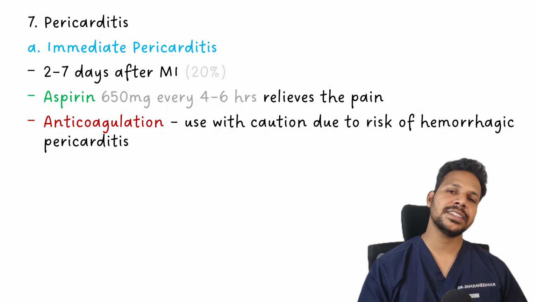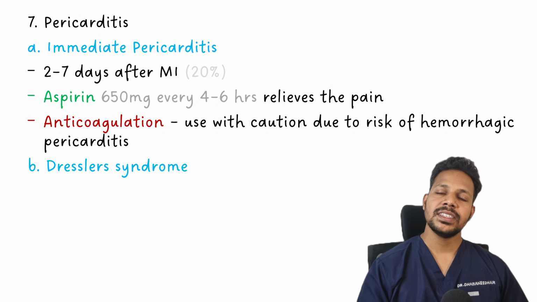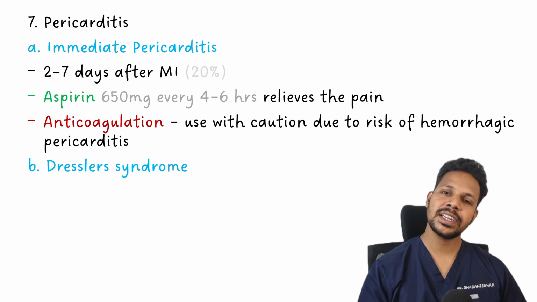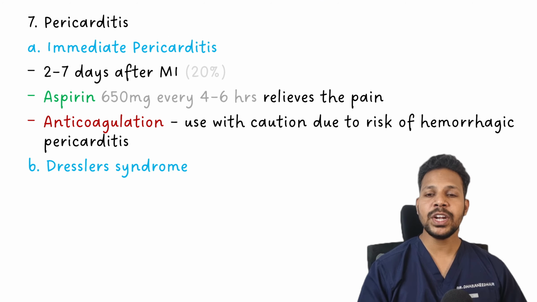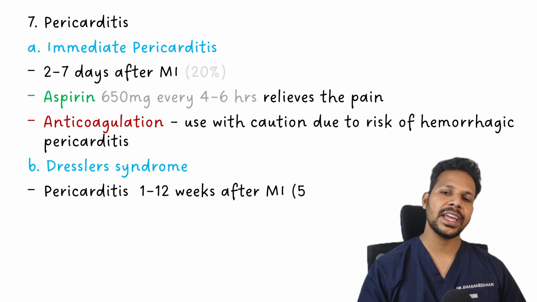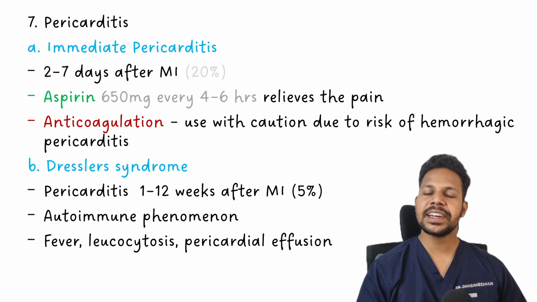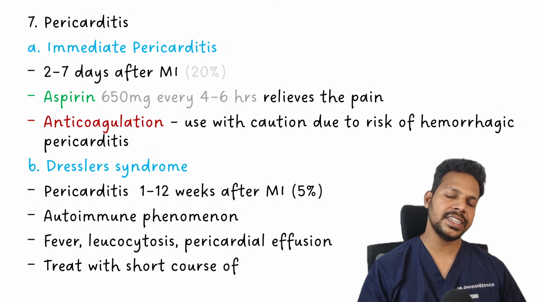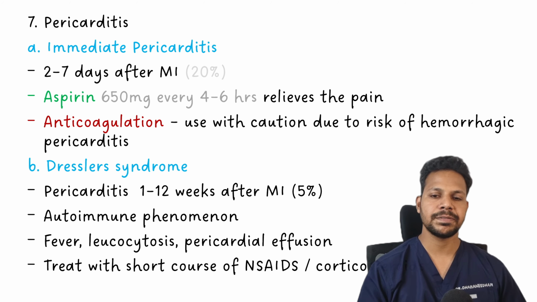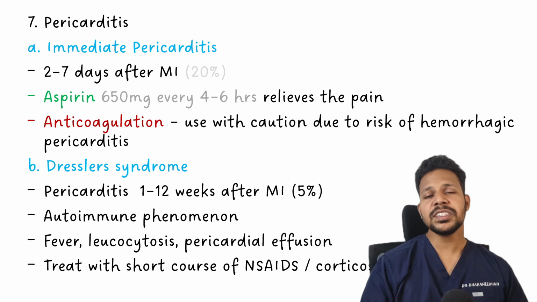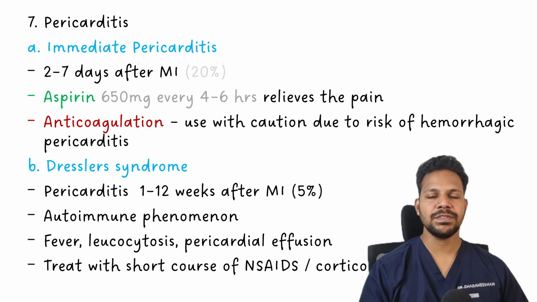The late pericarditis is Dressler syndrome. Dressler syndrome develops after 1 week and within 12 weeks. So, between 1 to 12 weeks after an MI, if the patient develops pericarditis, it is called Dressler syndrome. This is an autoimmune phenomenon, and the patient can have fever, leukocytosis, and pericardial effusion. Again, we'll treat with a short course of NSAIDs or corticosteroids if required. This is all about the complications of myocardial infarction.